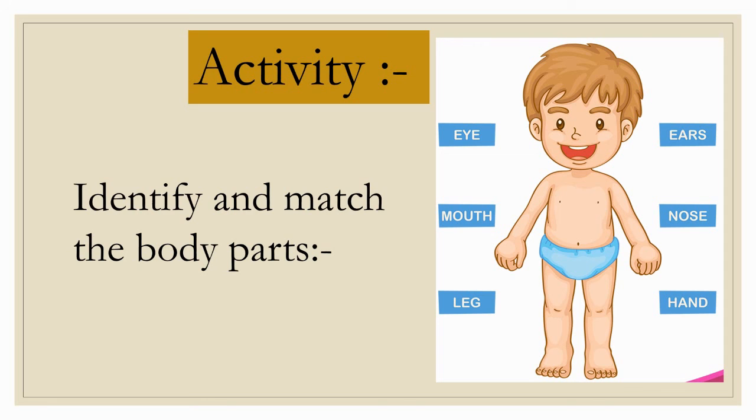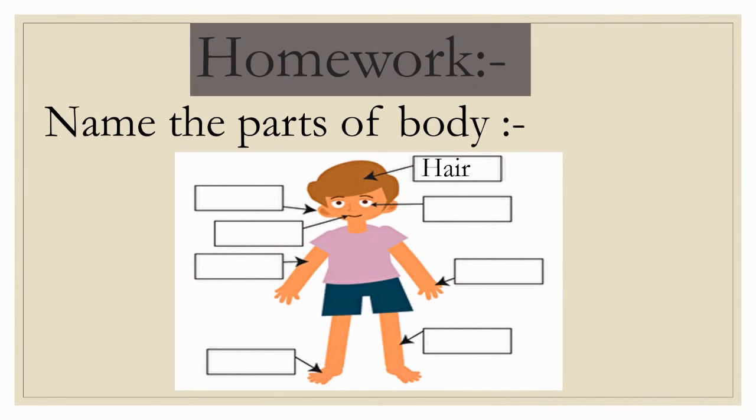So now let's go towards your homework. Here is your homework. What is your homework? Name the parts of body. Here you can see a picture of a boy and arrow pointing towards him. What you have to do is draw such a boy in your book and then name all the parts of body towards which the arrows are pointing.